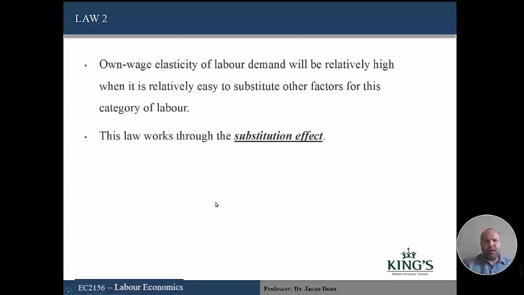Okay, the second law: own wage elasticity of labor demand will be relatively high when it is relatively easy to substitute other factors for this category of labor. This is very straightforward. This is just the substitution effect. If it is relatively easy to substitute other inputs for labor, then if there's an increase in the wage, we're going to see a lot more substitution going on than if things were the opposite. So this is just the substitution effect.